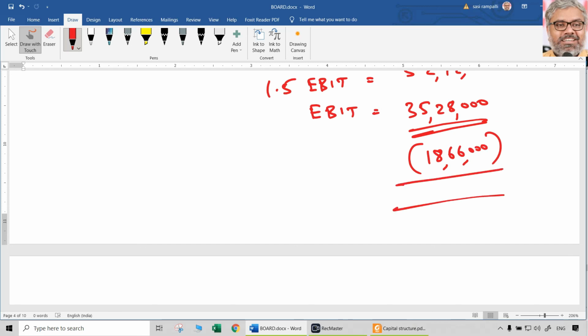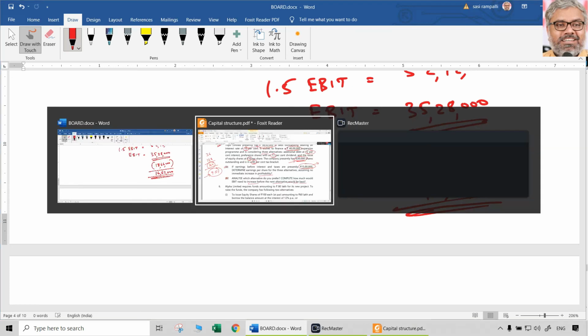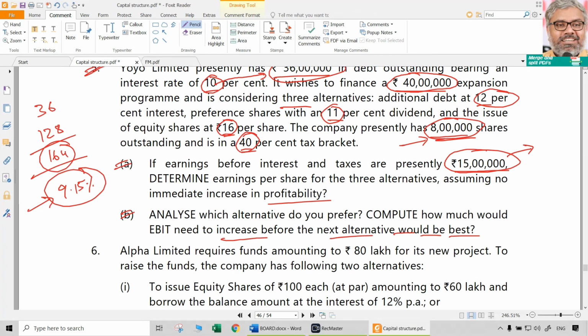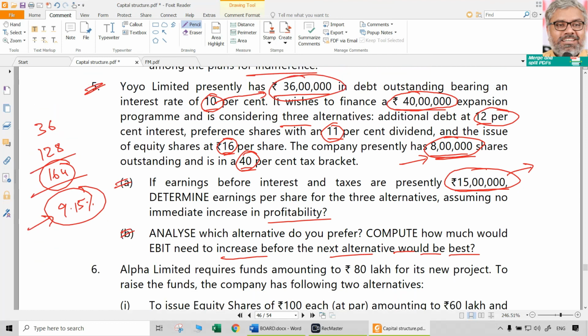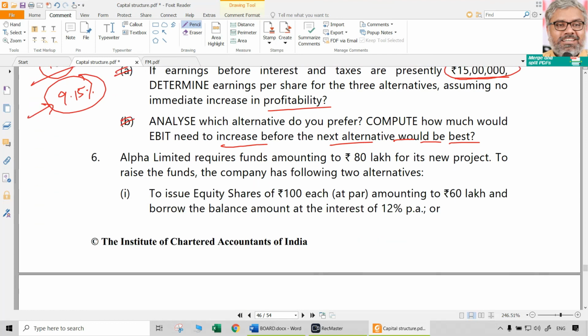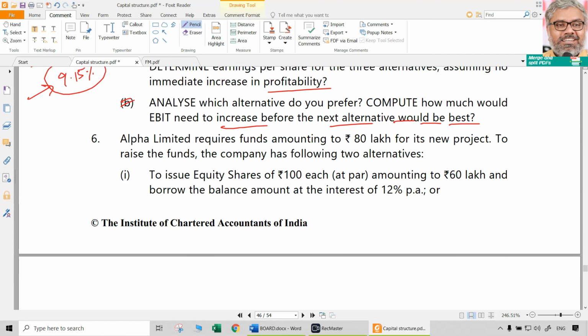If you reduce from 35,28,000, that is what is required to bring debt also on par with equity option, so that EPS is same in both cases. Afterwards, debt will become better. So what is the difference between them? 16,62,000 rupees will be the additional EBIT that is required before the next alternative would be best. That's it. That is B question. Very good question. Such kind of questions can very well be expected in the examination.